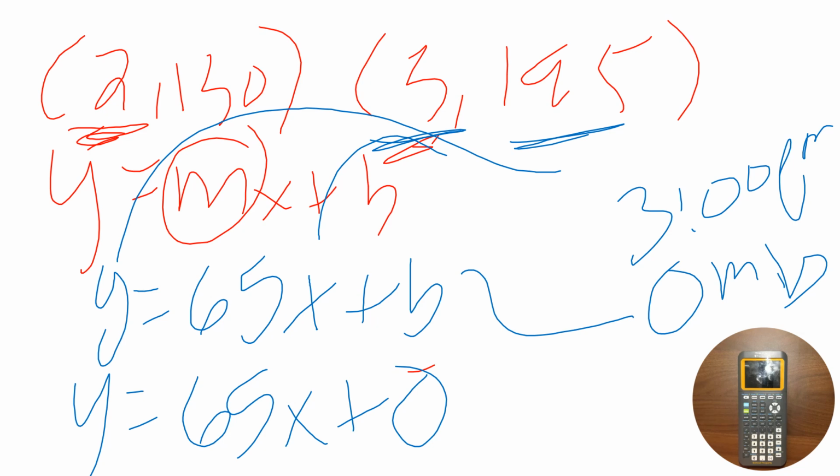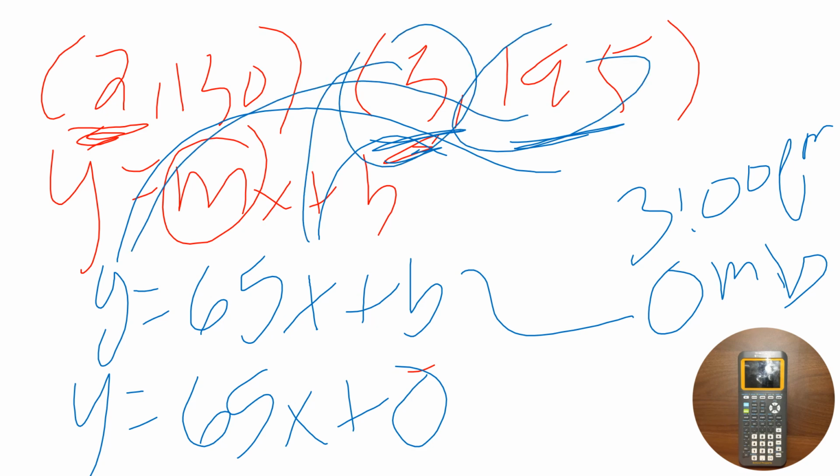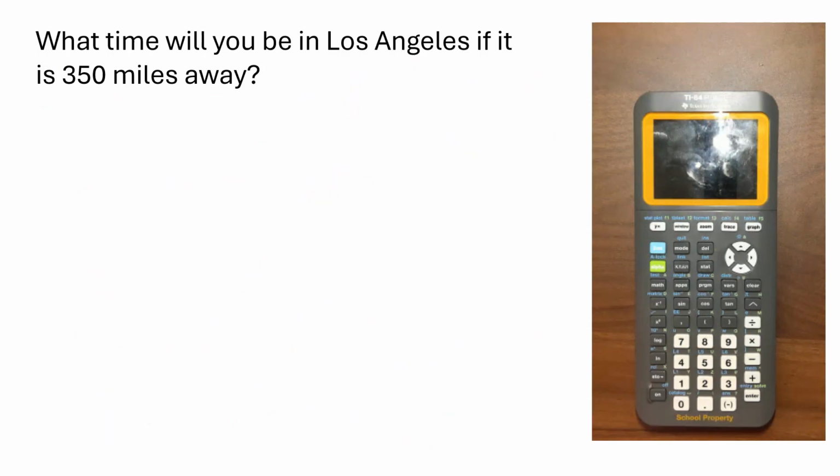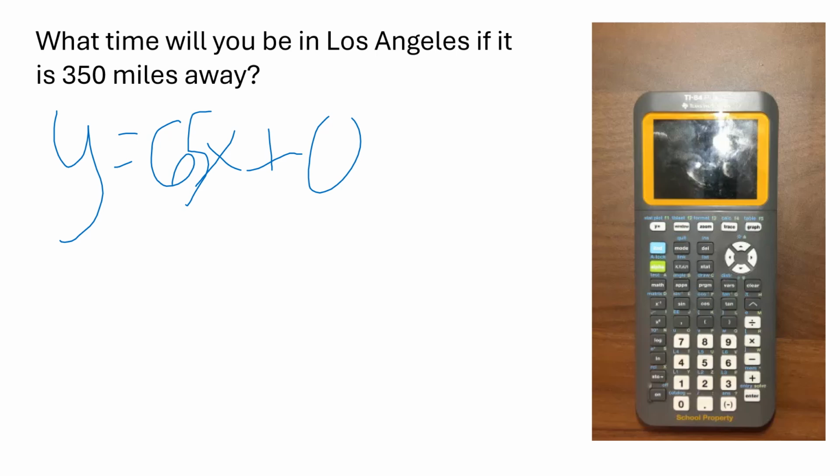Now, if you didn't understand that, there's no problem with you taking either the first ordered pair or the second ordered pair. In this case, you would plug in 3 for your x, 195 for your y, you do the math, and you still end up with a 0. This is my equation. So with this equation, y equals 65x plus 0. At what time will you be in Los Angeles if you are 350 miles away?